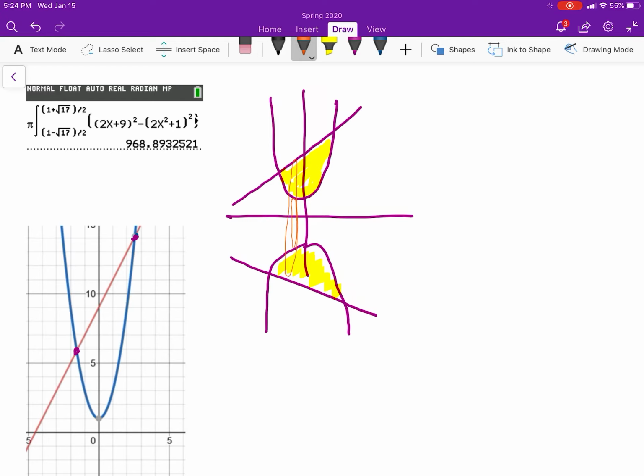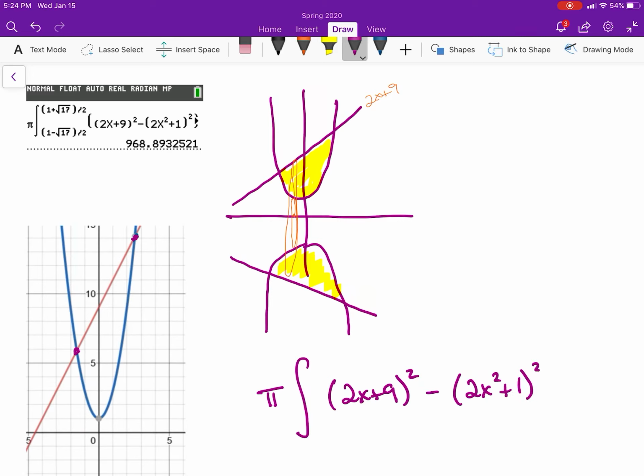And you can see that the outer radius is this length here, just this length to this curve, which is the line 2x plus 9. And you can say the inner radius is just up to that parabola, so that's the 2x squared plus 1. So you can get started setting up this integral, and you can say, okay, well, it's going to be pi times the outer radius squared, so the 2x plus 9 squared, minus the inner radius squared, which is the 2x squared plus 1 squared dx. And we just need to find these limits of integration so we can answer it.